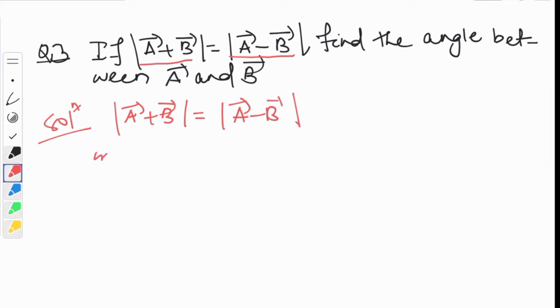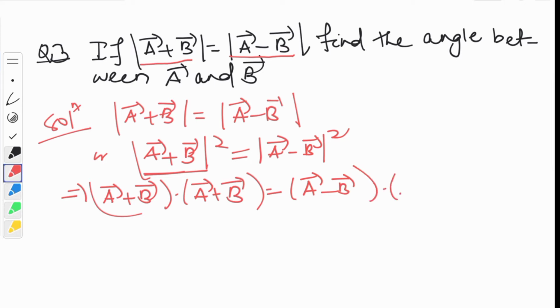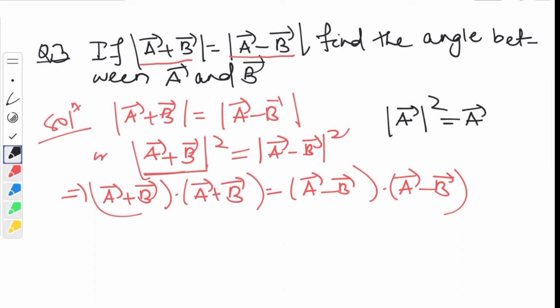Now, if we square it, that means A plus B square is also the same as A minus B square. These are properties. Now, what can we write? We can write A plus B square as A plus B dot product of A plus B again. Here A minus B, again the dot product of A minus B. We can write this because you know this square is equal to A dot A. This thing we have already discussed.